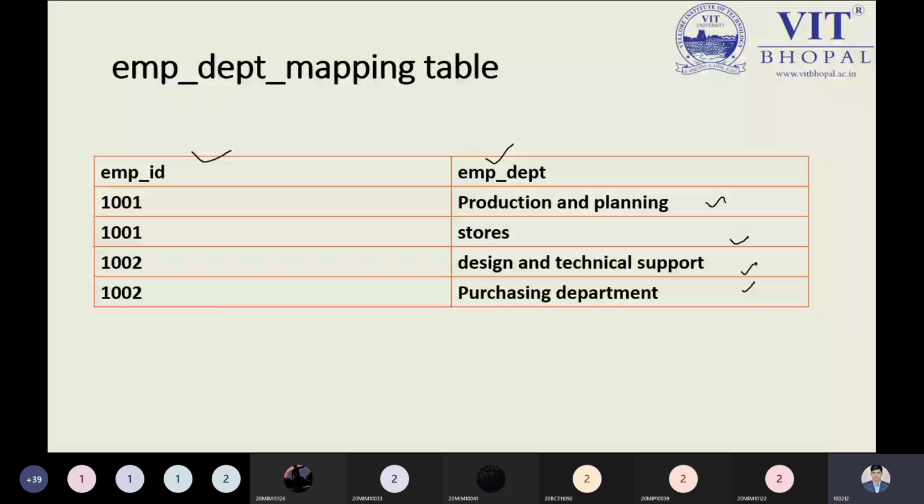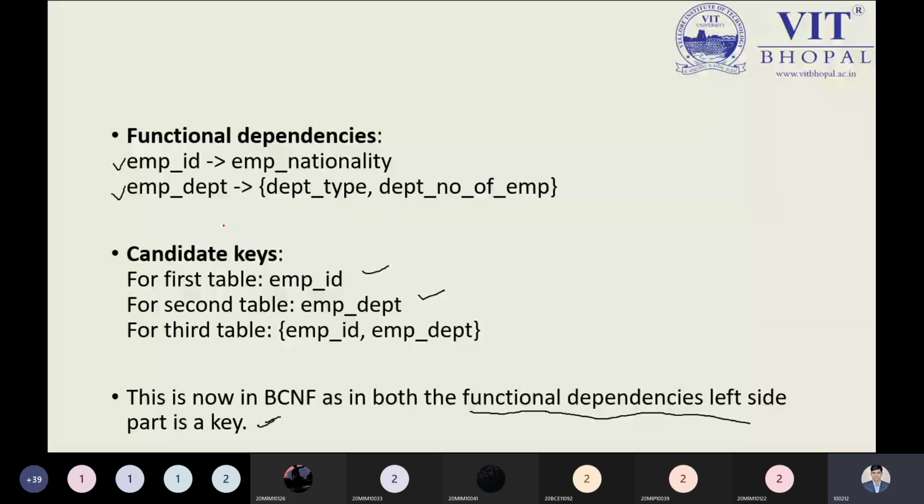Functional dependencies: we have determined that employee ID depends on the employee, and employee nationality depends on the employee ID, and these are some of the attributes which depend on the employee ID. As for candidate keys, the first table will have the employee ID, the second table has the employee department, and the third table has the employee ID and employee department.